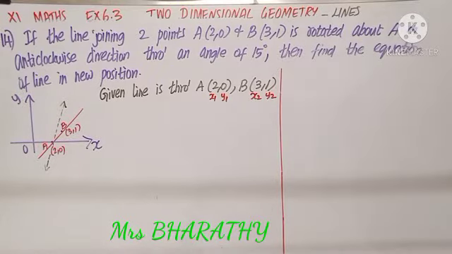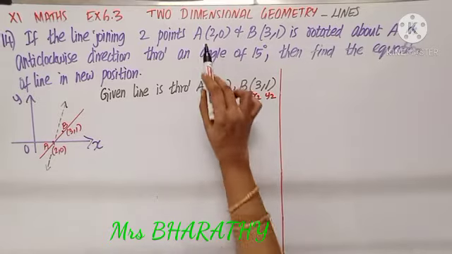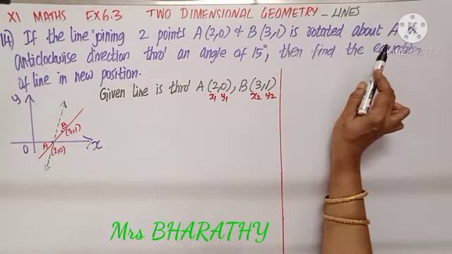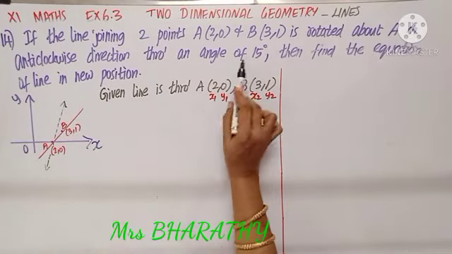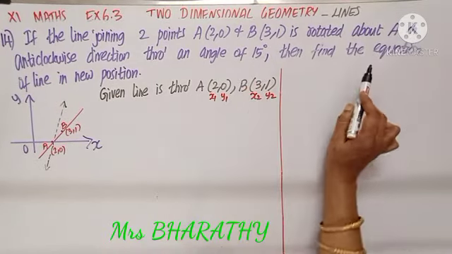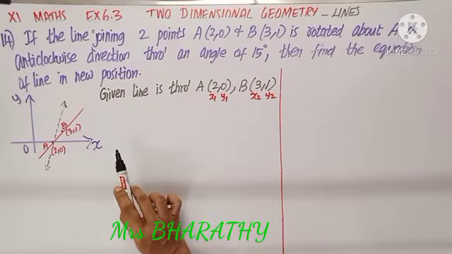Good morning children. In today's class we proceed on to two-dimensional geometry: equation of lines, parallel, perpendicular, point of intersection, and especially when a line is rotated through some angle. Question number 14. If the line joining two points A and B is rotated about A in anti-clockwise direction through an angle of 15 degrees, then find the equation of the line in new position.